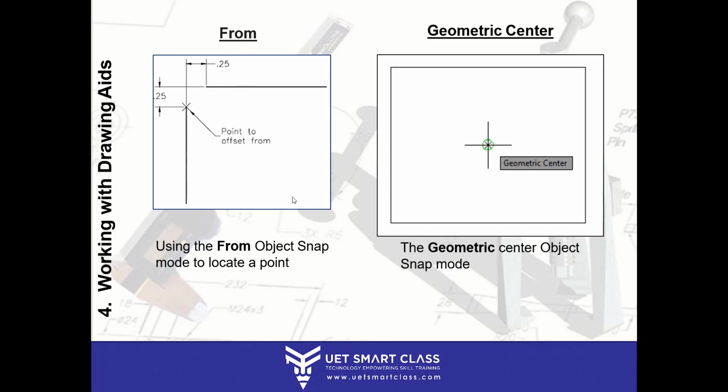From object snap mode to locator point. Basically, it's about taking offset. Like here, point to offset from. This is a point to offset, and this is a point it will start from.